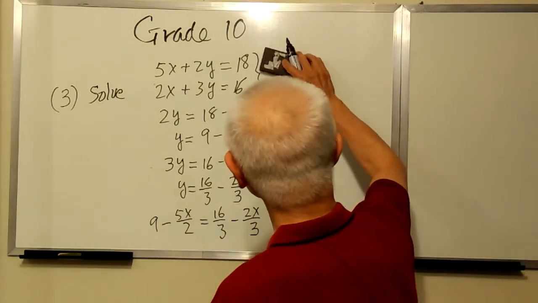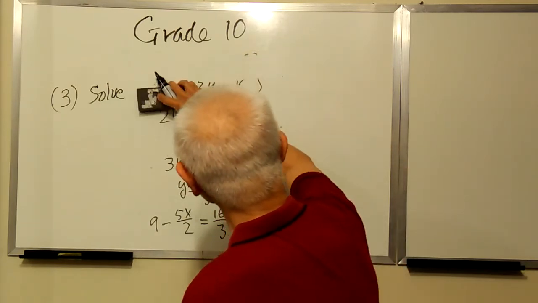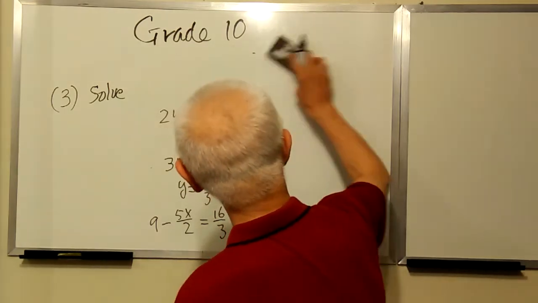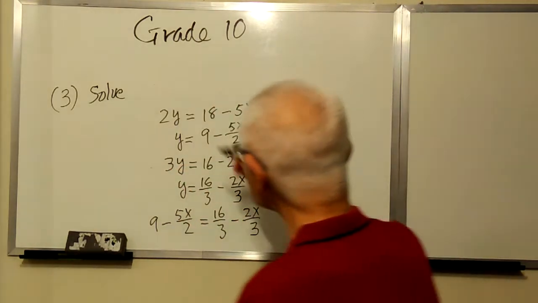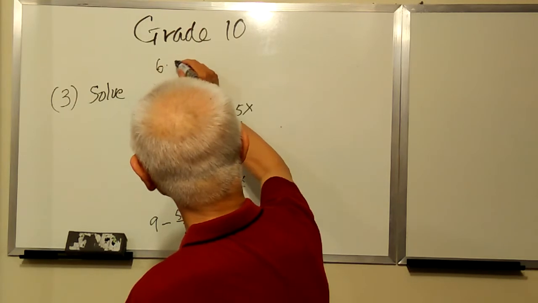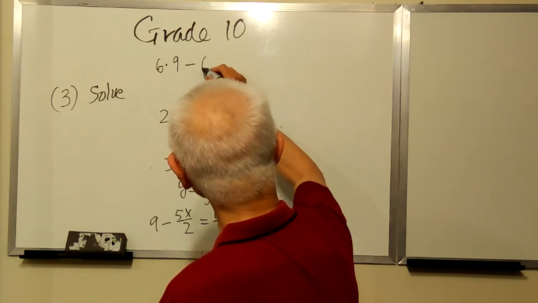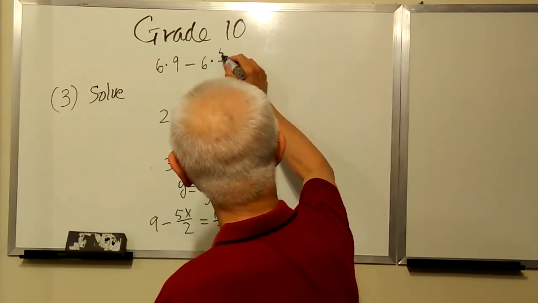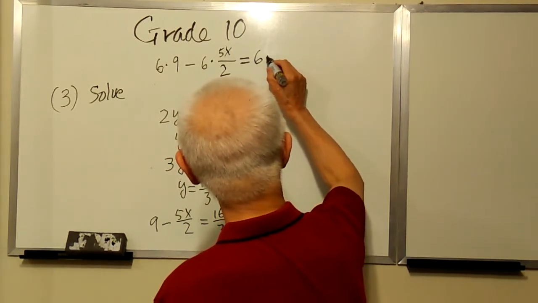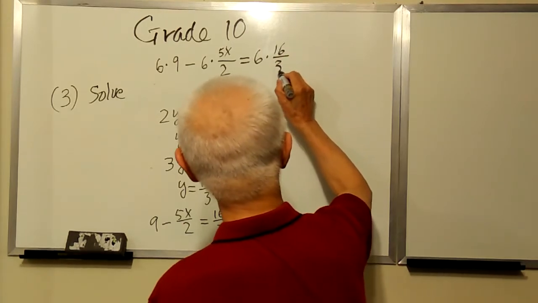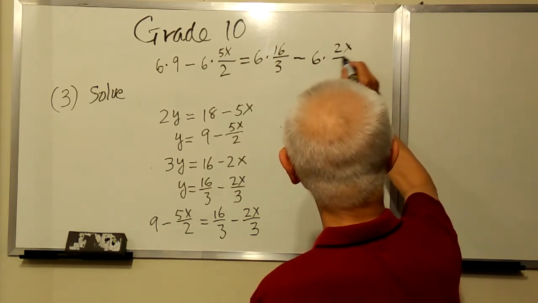Let me erase the question, okay? So let me see if I need the equation. So let me erase the given system of equations. So multiply each term by 6. So I write 6 times 9. I use a dot to represent multiply. Minus 6 times 5x over 2 equals 6 times 16 over 3 minus 6 times 2x over 3.